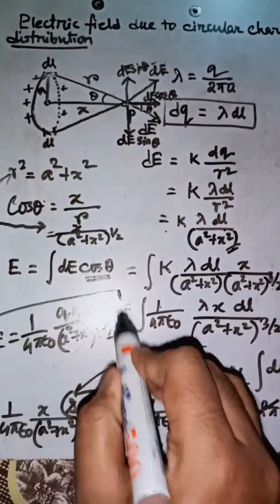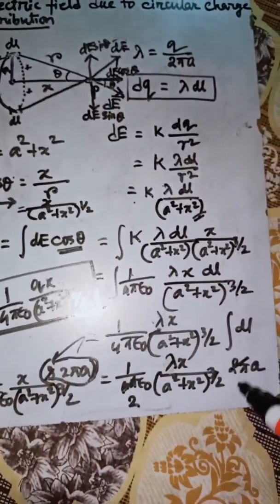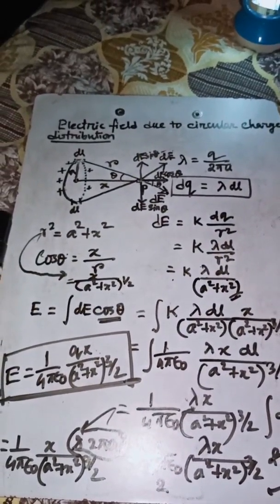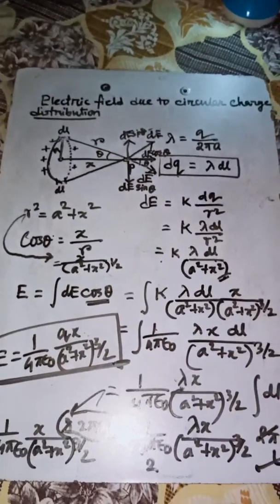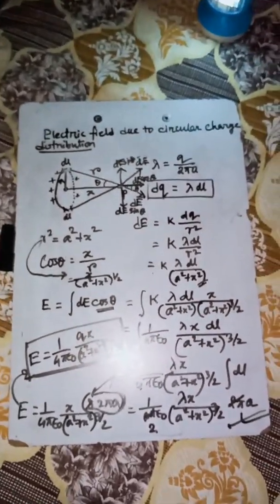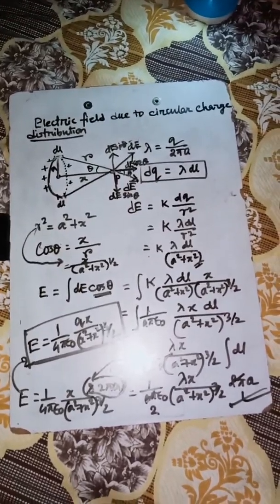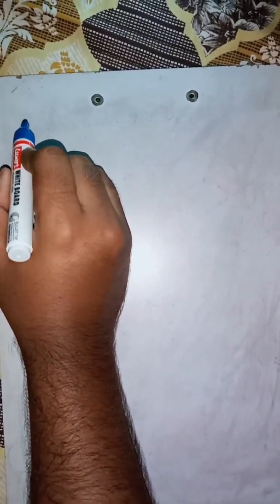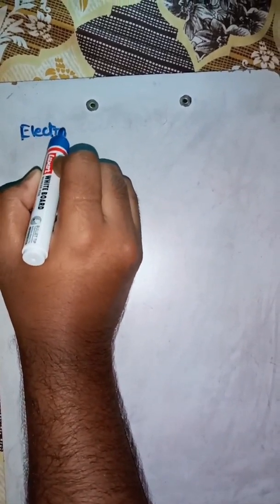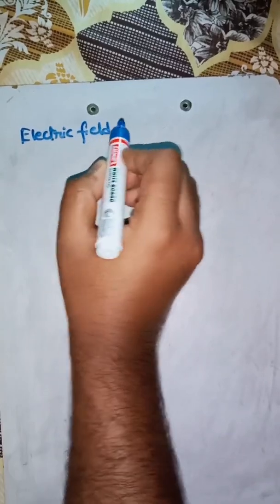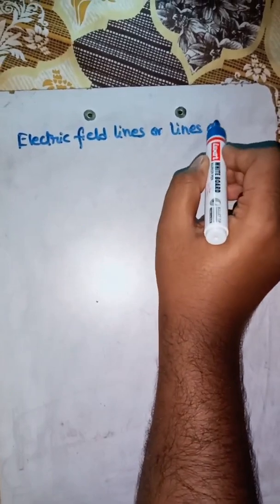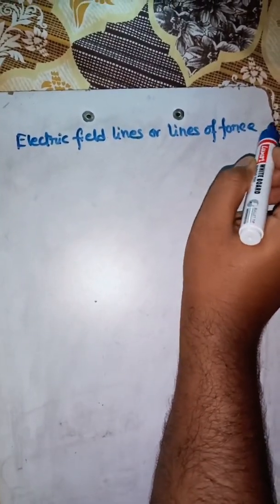So this is the expression, or you can also use this one. So this is the final expression for circular charge distribution. Here I will tell you one important thing, that is electric field lines, or lines of force. So what is this electric field line or lines of force?